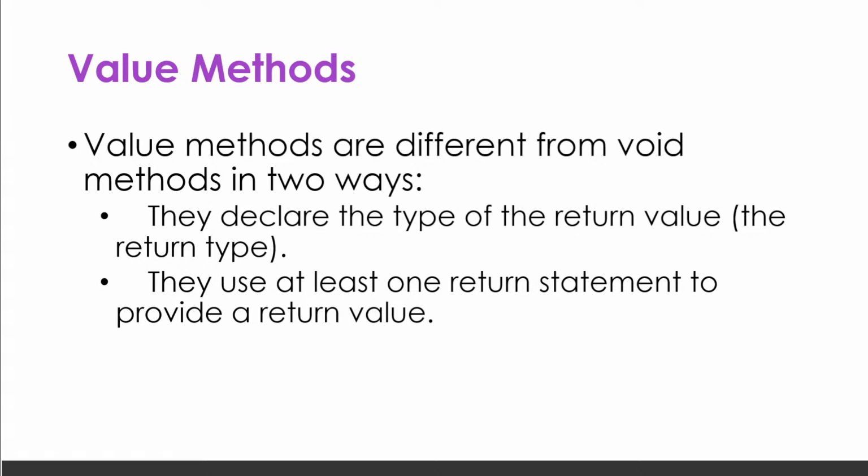So when we look at our standard void method declaration, it says public static void, which lets us know that it's a void method. Whereas with our value methods, we'll be doing public static int, public static String, public static double, public static boolean, so on and so forth, depending on what the ultimately returned value is that is coming out of that method. And we need a return statement that is going to be returning the value.